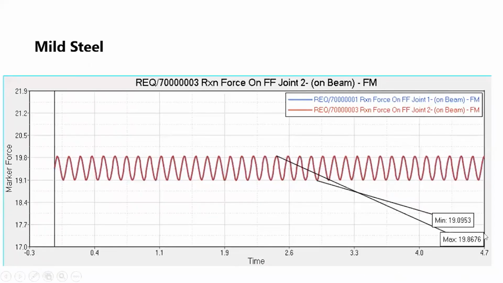For the same case, but with the material changed to mild steel, we get this sort of graph. Intuitively we can understand that because mild steel is much stiffer, the variation in reaction forces will be much less. As you can see here, the maximum is about 19.8 or 19.9, and the minimum is 19.09. So the variation is not even greater than 1.